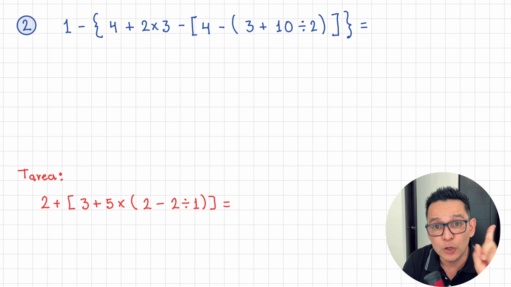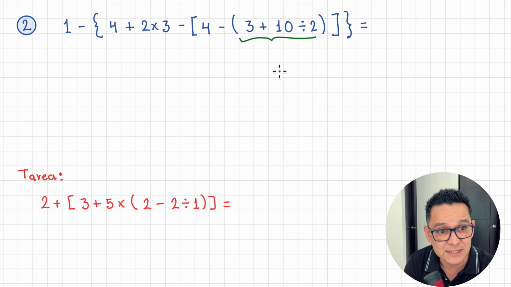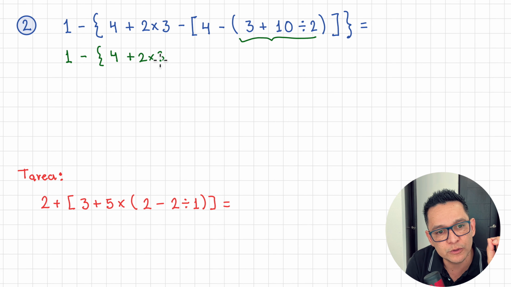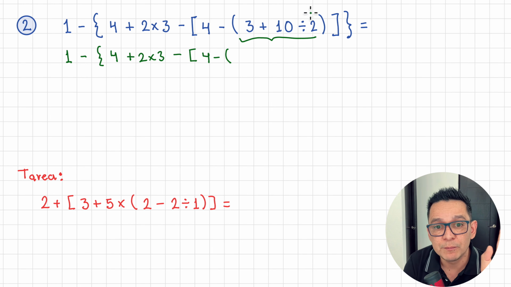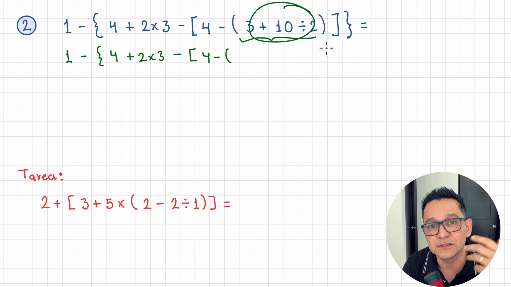So look, the first thing then is to solve what's inside the parentheses. Nothing else. Everything else, for now, please leave it as it is. We're just going to bring it down. So I'm going to bring down the 1, the minus, and the brace. The 4, the plus, the 2 times 3, the minus, the bracket, the 4, the minus, and I open a parenthesis, and I'm going to stop there. Because now, as we agreed, we're going to solve what's inside the parenthesis.